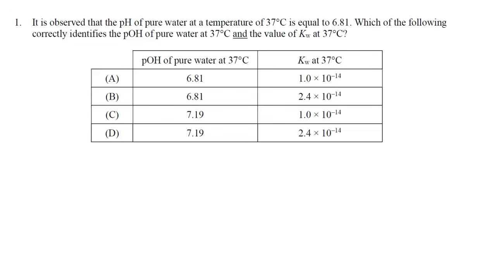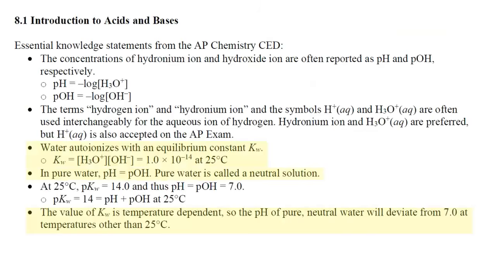Now let's take a look at our first multiple choice question. In question 1, it says, it is observed that the pH of pure water at a temperature of 37 degrees Celsius is equal to 6.81. Which of the following correctly identifies the pOH of pure water at 37 degrees Celsius and the value of Kw at 37 degrees Celsius? So this question falls under topic 8.1, Introduction to Acids and Bases.